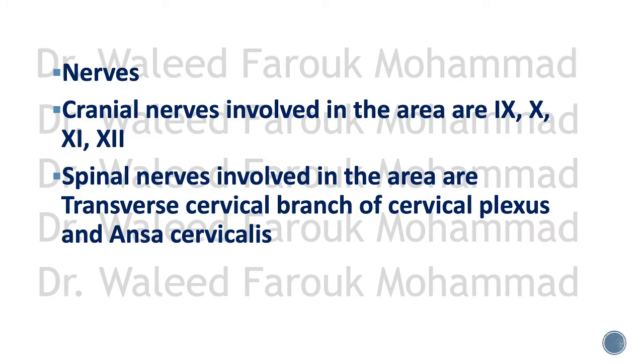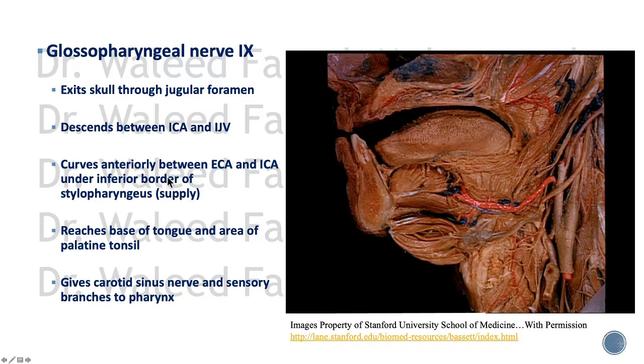Excellent. Now the nerves involved in this carotid triangle area are 9, 10, 11, and 12: the glossopharyngeal, the vagus, the accessory, and hypoglossal. And the spinal nerves involved are the transverse cervical branch that supplies the skin of the anterior triangle, and the ansa cervicalis.